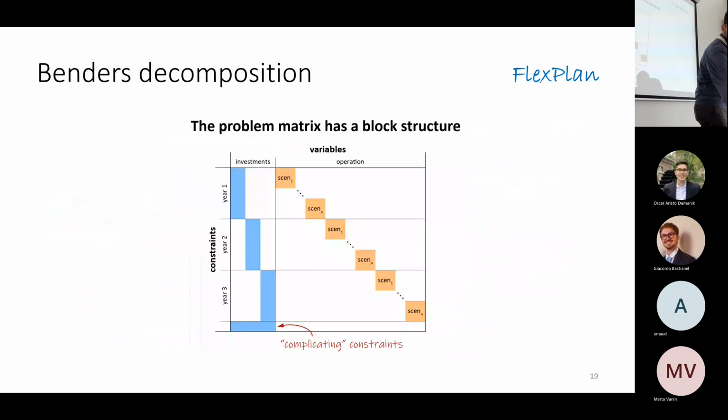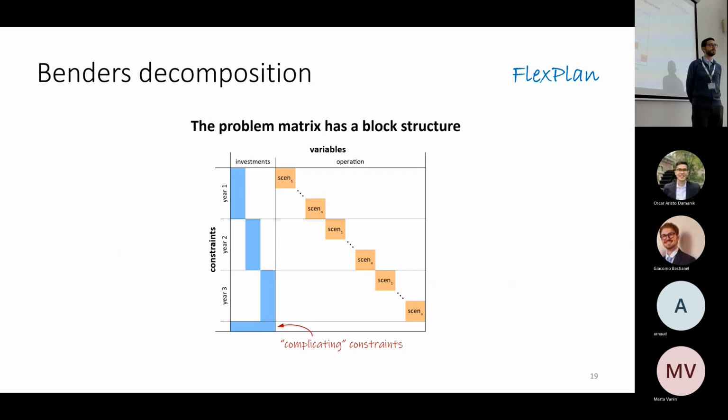What has been done in the FlexPlan project in the end was to temporarily avoid these constraints and solve 1 year separately from the other ones. So in the end, they were decoupled. The tool is capable of considering these kinds of constraints, but they involve only investment decisions, not operation variables.